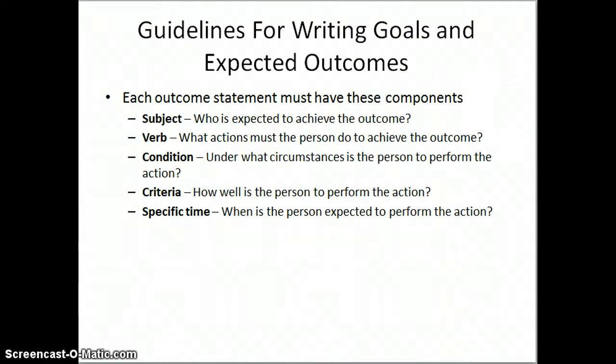Our guidelines then to write those: we need a subject, and it's always going to be the patient or the client. Our verb is what? Action, ambulate. They will be able to list 3 different types of medications. The condition is the circumstances that they will perform that. Our criteria then is how well they are able to do that, and then our time frame. So the client will ambulate 50 feet in the hall by Tuesday, June 24th.